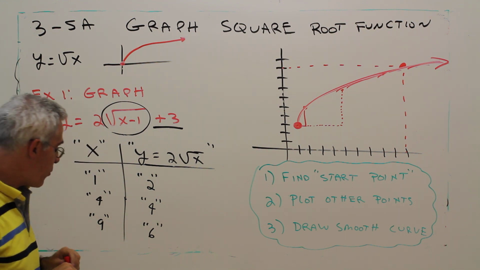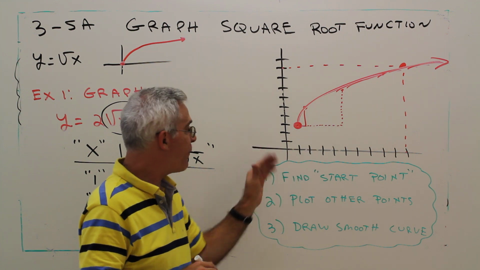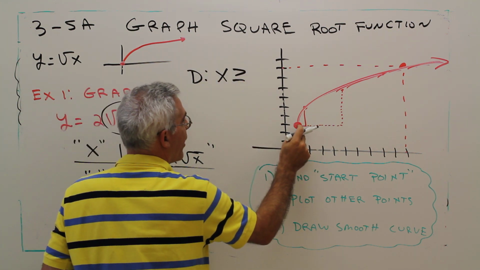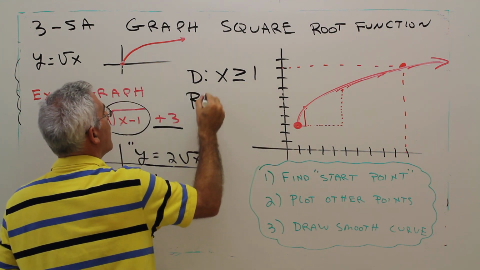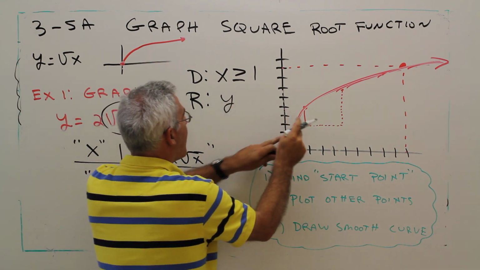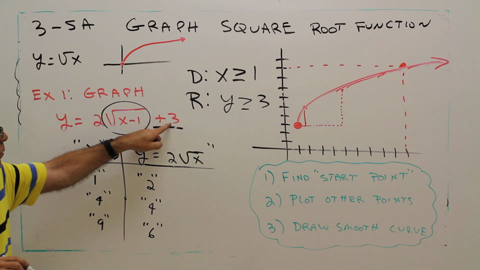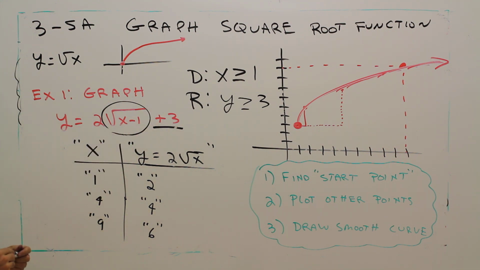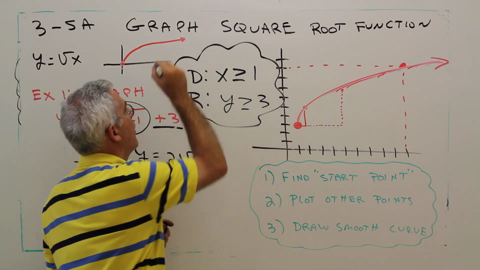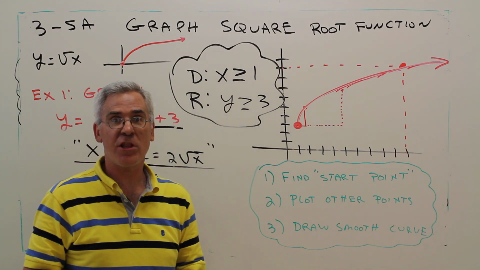The domain and range was asked for also. The domain is the right and leftness. So the domain, x greater than or equal to 1. The range is the up-downness, y greater than or equal to 3. And again, those are related to these parts of the original function. So there you have it. How to graph a square root function and find the associated domain and range.